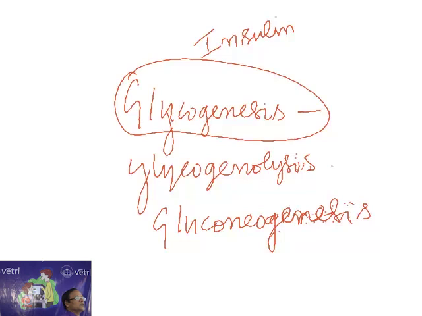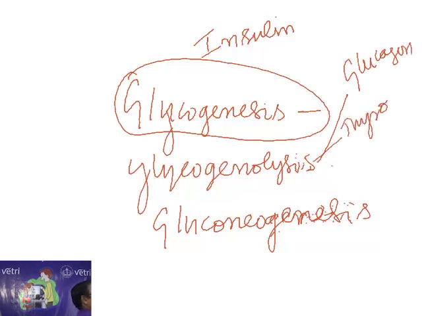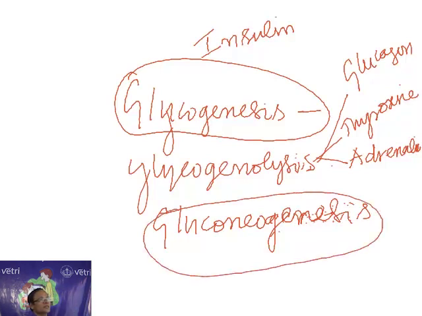Now glycogenolysis is brought about by glucagon, or thyroxine, or adrenaline, also called epinephrine. So these are the three hormones responsible for the breakdown of glycogen to form glucose. Now gluconeogenesis means formation of glucose from non-carbohydrate substances other than glycogen, either from fat or from amino acids. This new source of glucose is called gluconeogenesis. This is glycogenolysis, this is glycogenesis, and this one is gluconeogenesis, the formation of glucose from a substance other than carbohydrates.